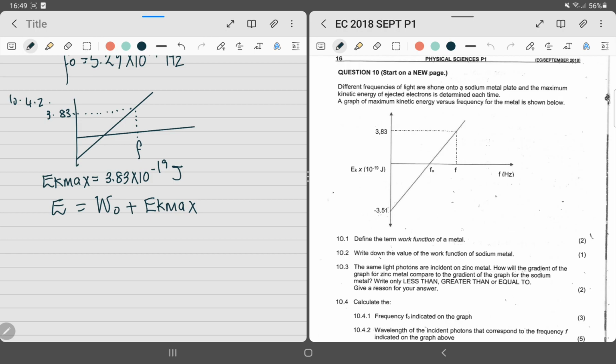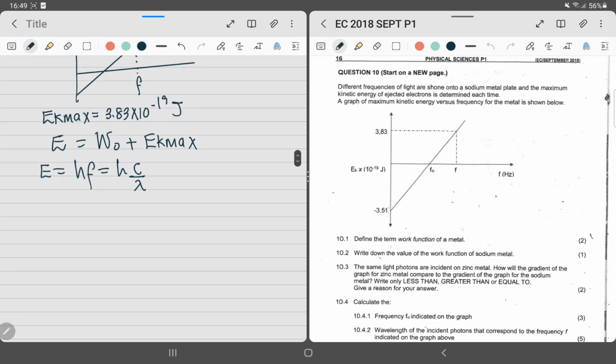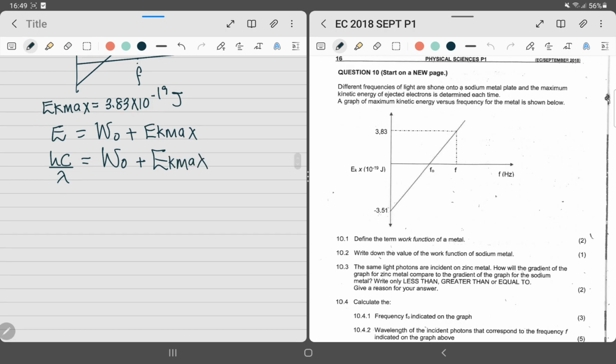So we are looking for the wavelength. E can be given as hf, or it can be given as hc all over lambda. So we are looking for lambda. So we'll use this part right here. So this should be hc over lambda. The work function we already have. And this is EK max.